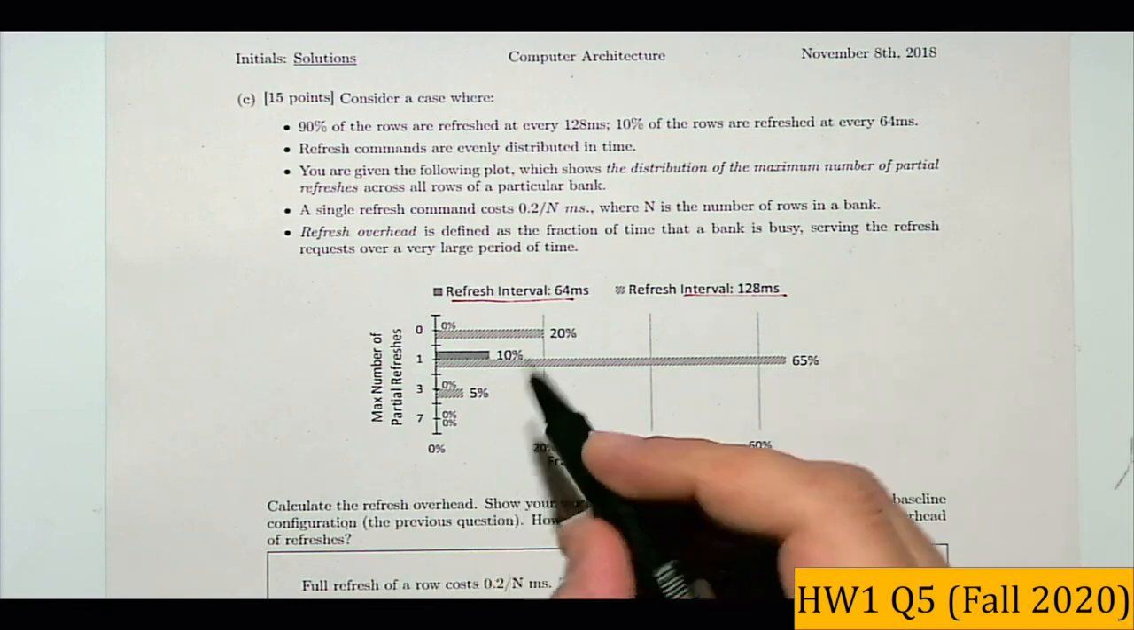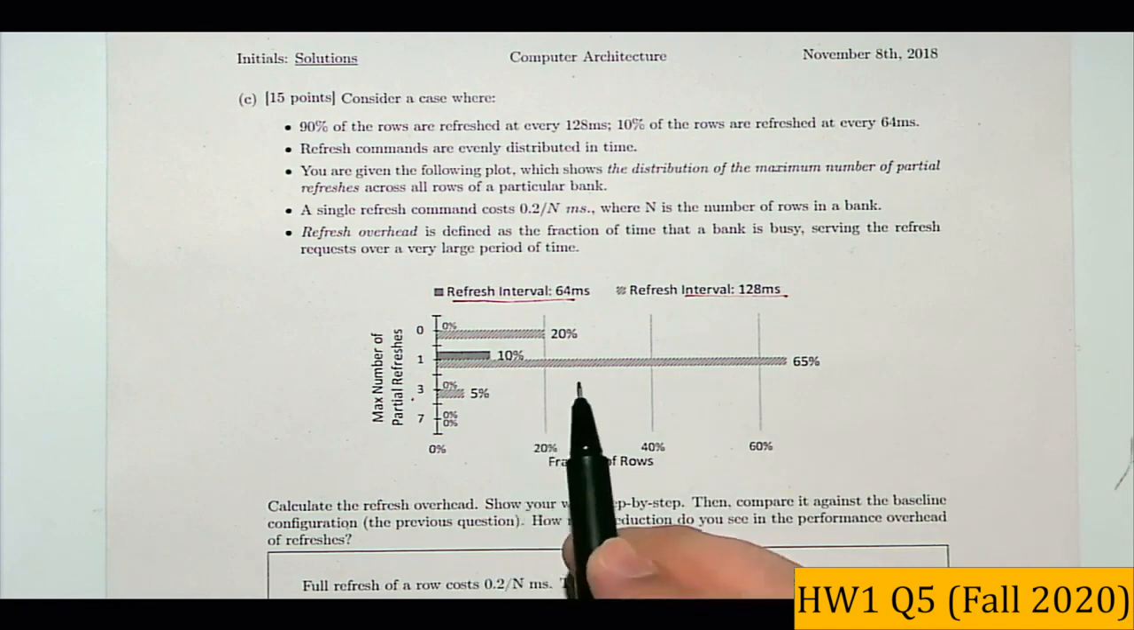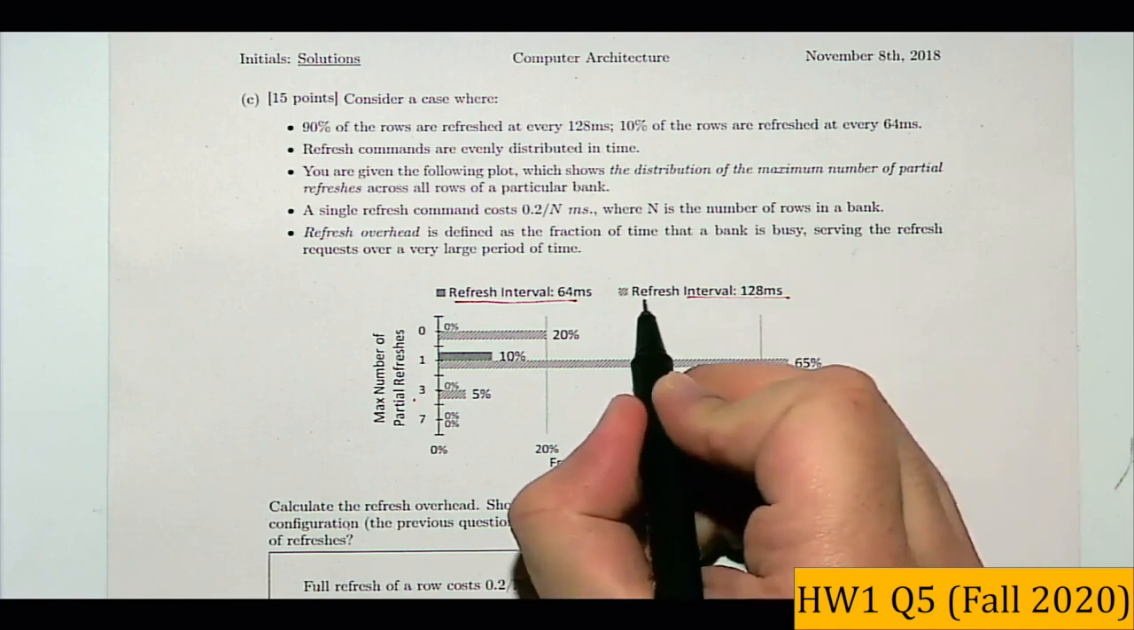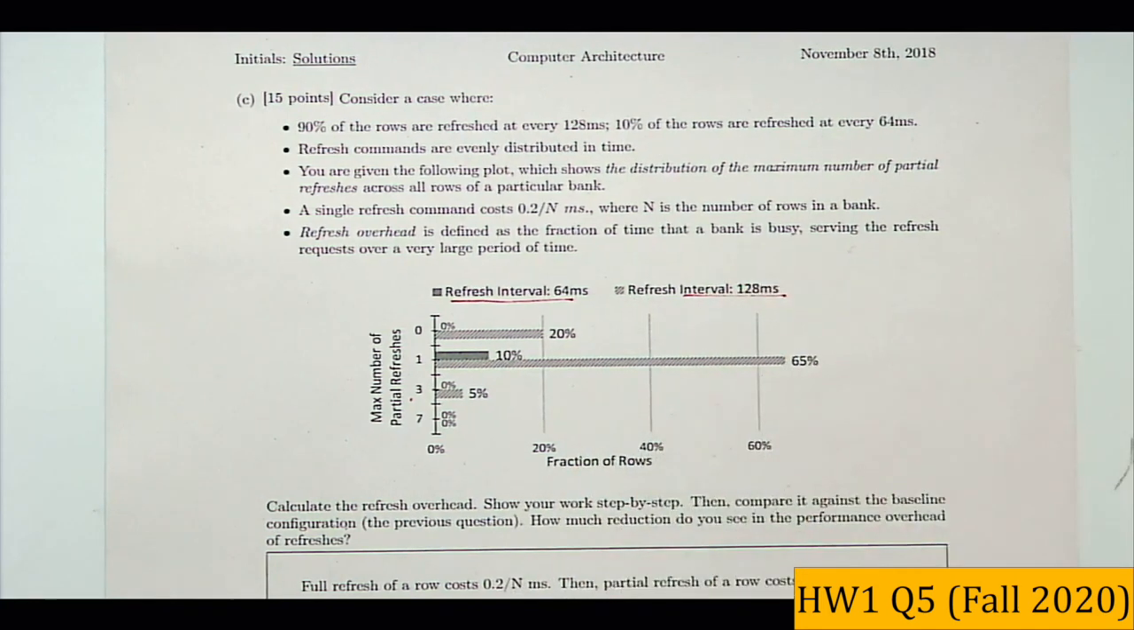And the y-axis is the same as before. So here you can see that when we add all these up, it goes to 100%. So this is the distribution. And okay, so let's start with the 128 millisecond ones.